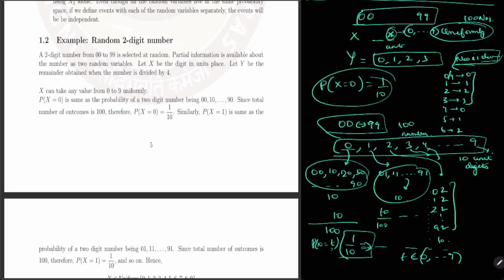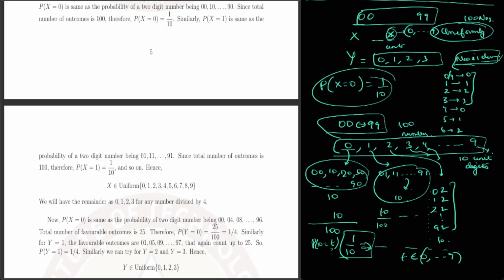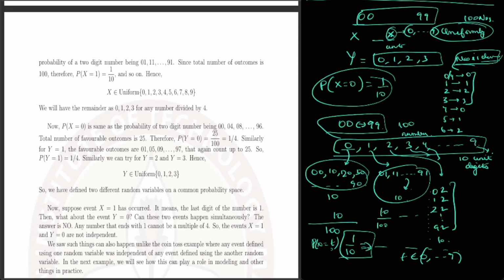Similarly, P of X is the same. X is uniform, so all the probabilities are the same. We are saying that X is a uniform random variable with range from 0 to 9.